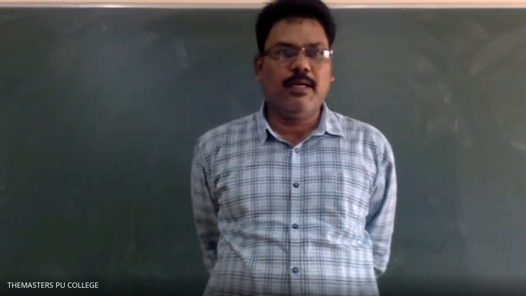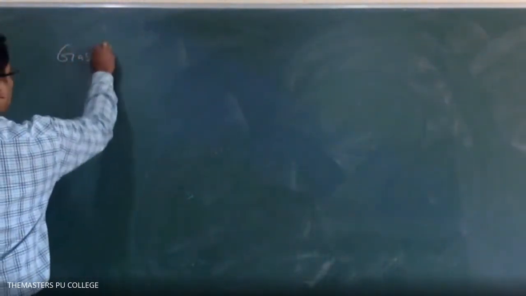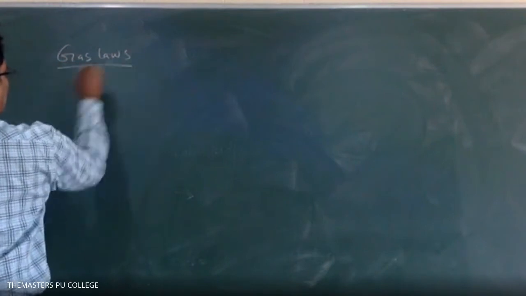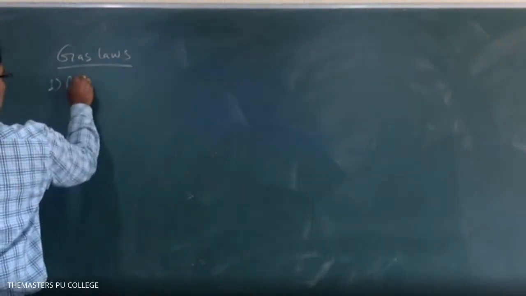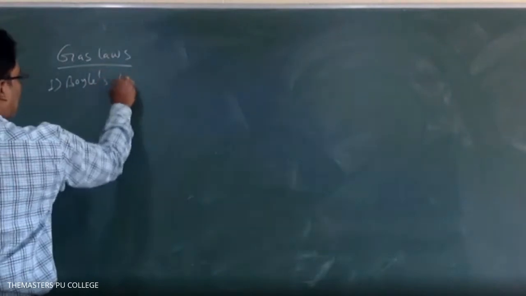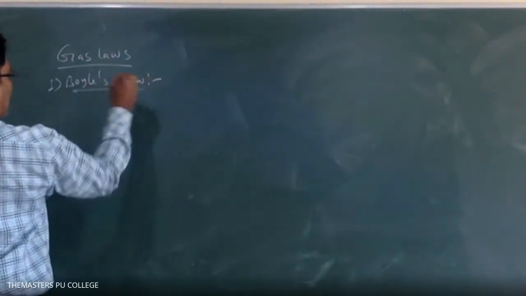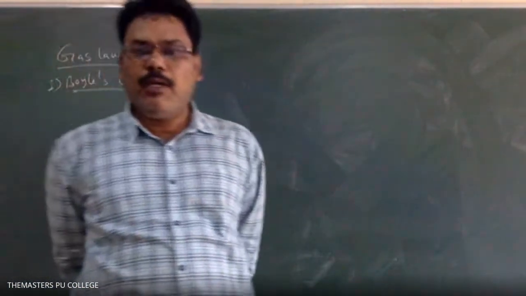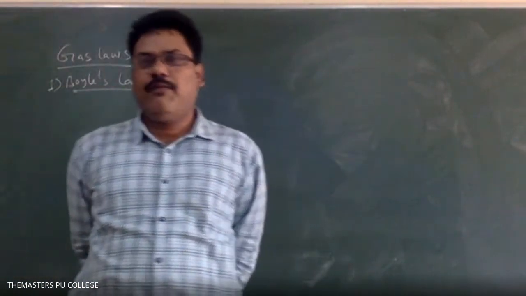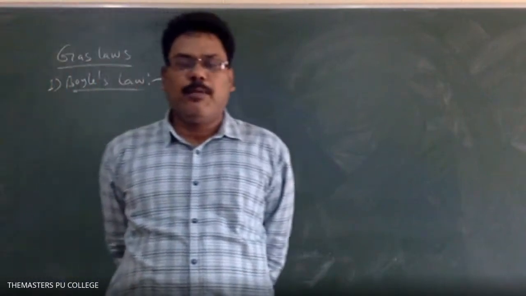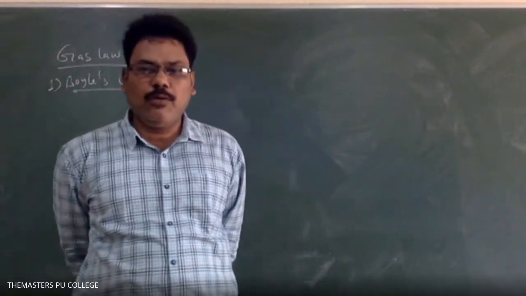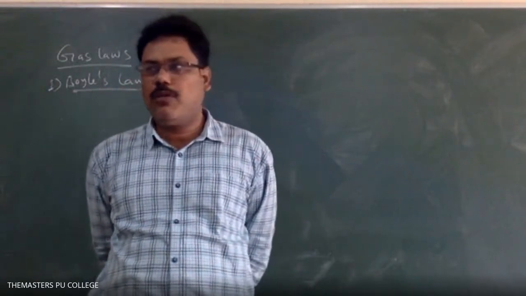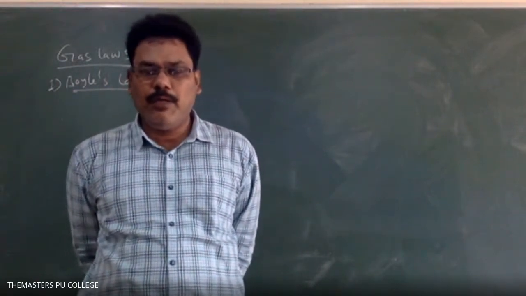In last class, we started gas laws, right? So, first one, Boyle's law, we finish it. What is Boyle's law? At constant temperature, for a fixed amount of gas, pressure is inversely proportional to its volume. That is, P is proportional to 1 by V. Okay, PV equal to K.